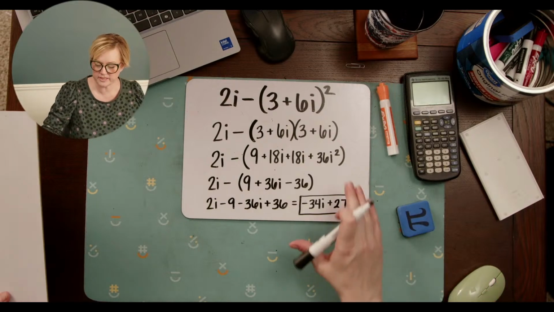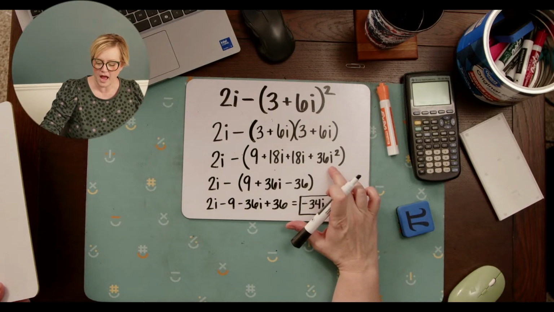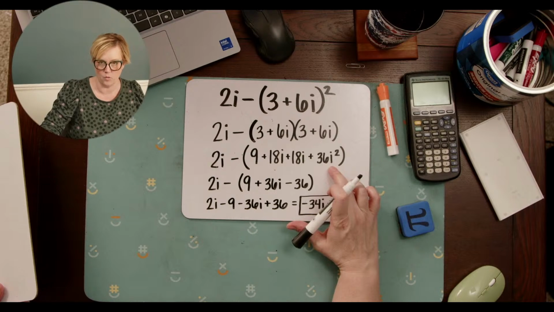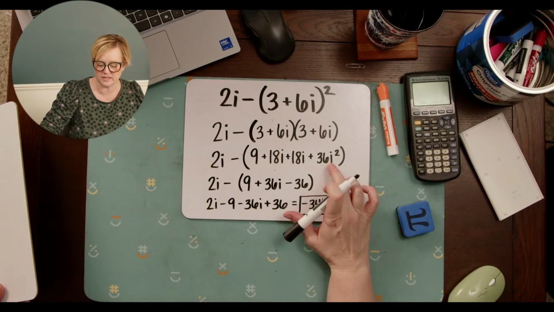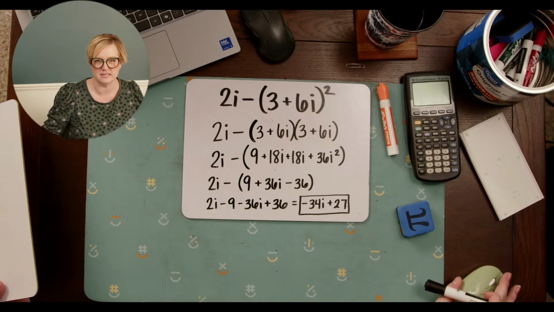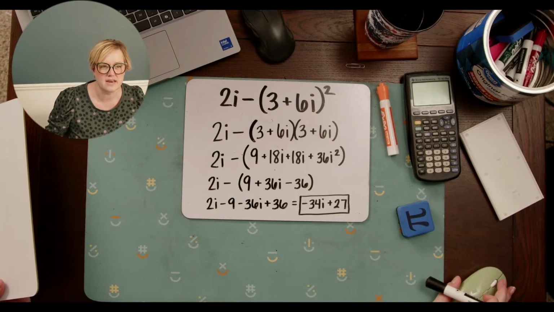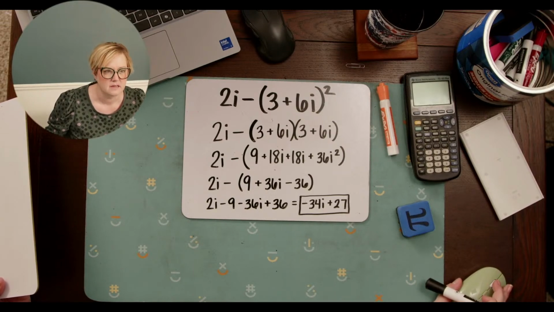Oh, so the i squared, I think somebody was asking about that. i squared becomes -1. So 36i squared is the same thing as 36 times -1, which is -36. Okay, sorry, Diana, I just saw your message.